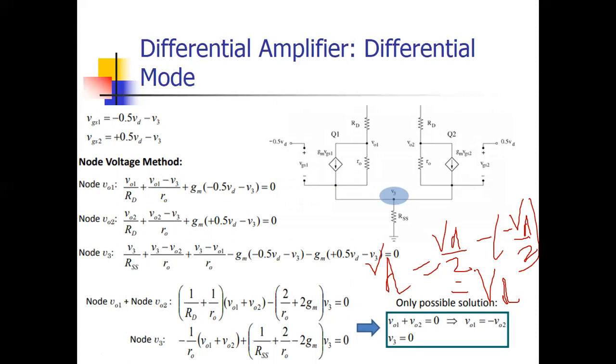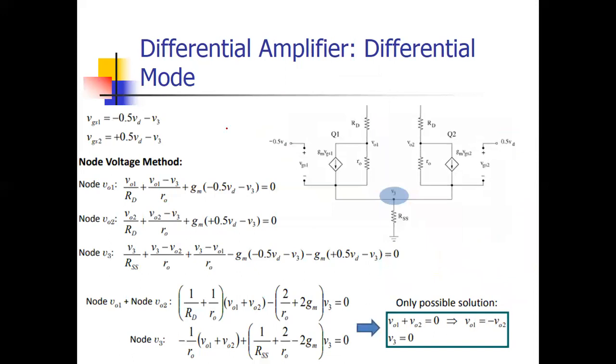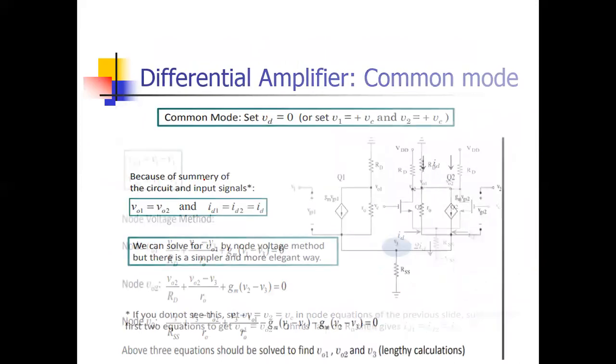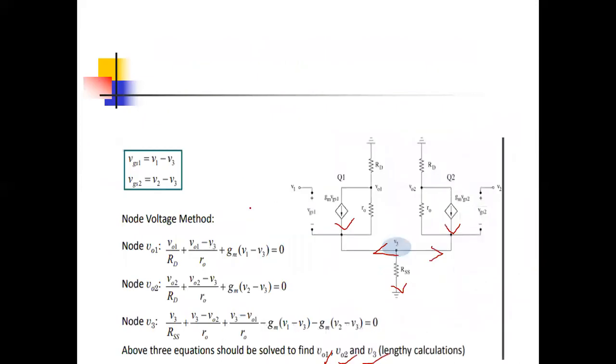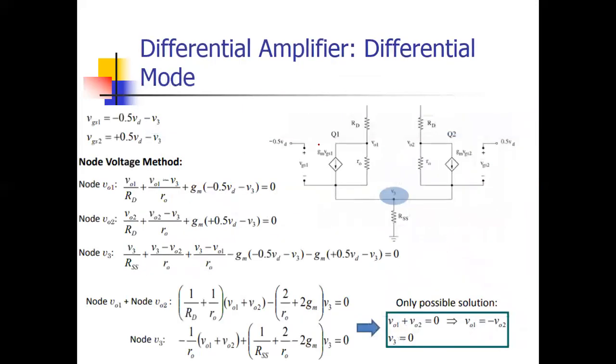So for differential gain, remember we'll take the value VD by 2 and minus VD by 2. V1 is minus VD by 2 and V2 will be plus VD by 2. Now this is the difference. In common mode gain, this was simply VC, it was simply V1, V2. But in differential gain, it is divided, VD by 2.